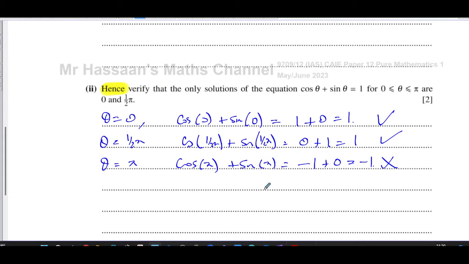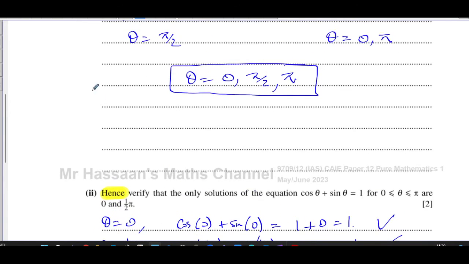So I guess that's what they intend you to do, substitute the values in, and so you can say, therefore, θ = 0 and θ = π/2 are the only solutions in that range, between 0 and π. Okay, that's part 2 done.